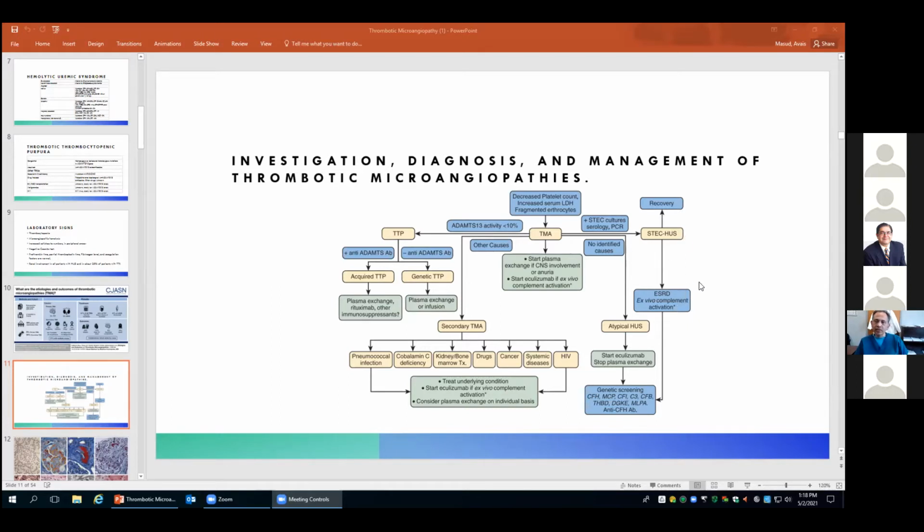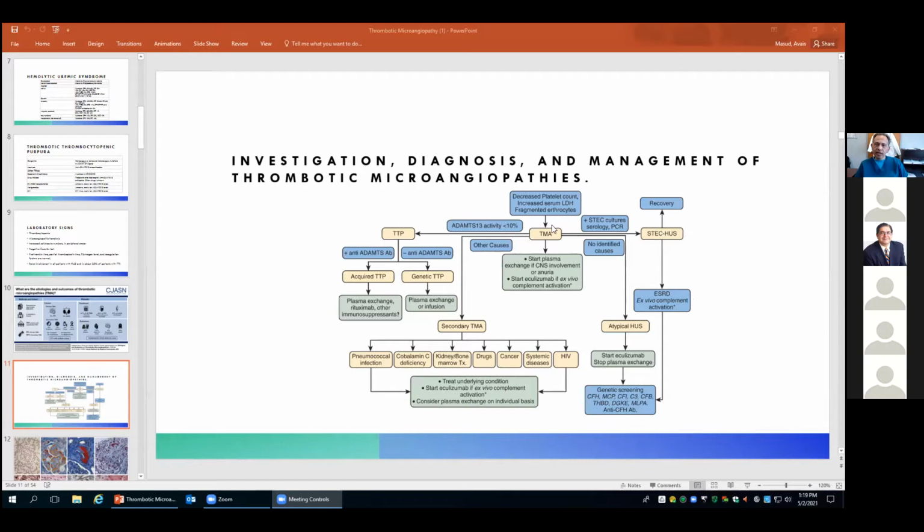A good number of those who develop HUS end up having renal failure, but many of them also improve, particularly in children. In adults, about 12% or a little more end up having end-stage disease even after treatment. So we'll talk about treatment.